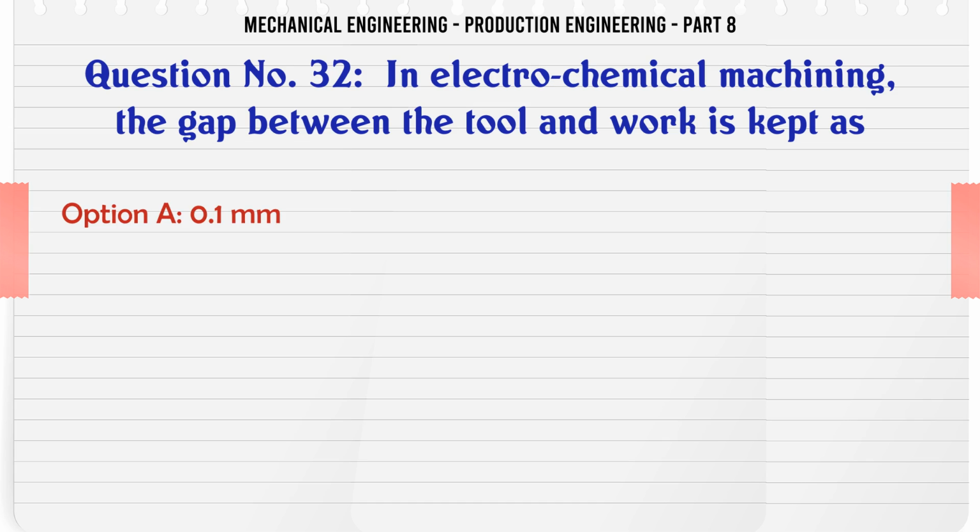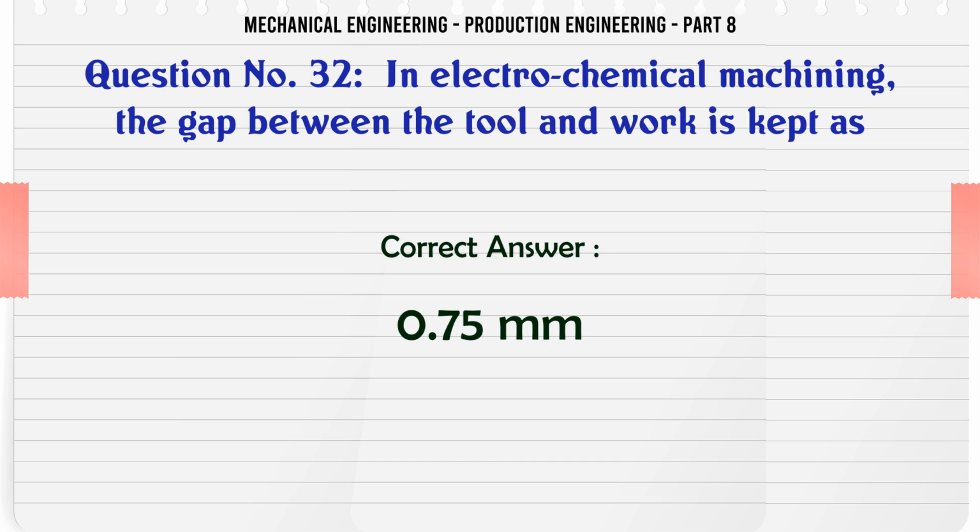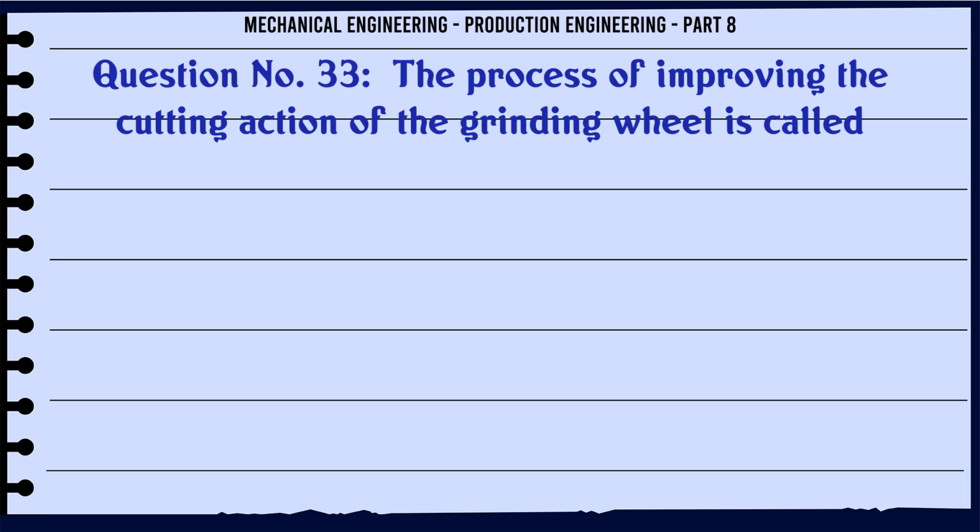In electrochemical machining, the gap between the tool and work is kept as A. 0.1 mm, B. 0.25 mm, C. 0.4 mm, D. 0.75 mm. The correct answer is 0.75 mm.